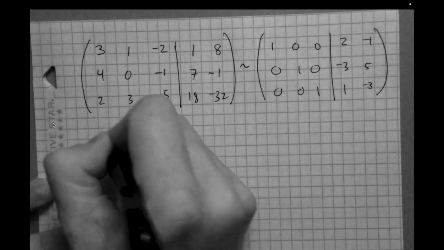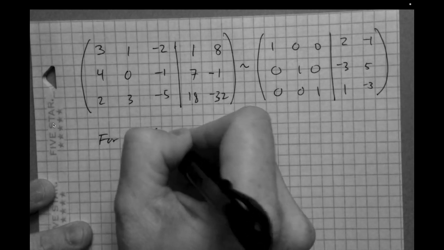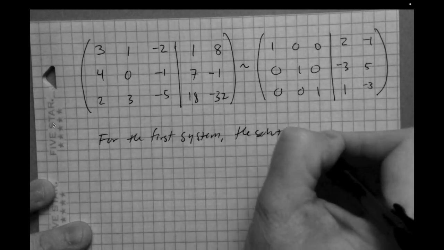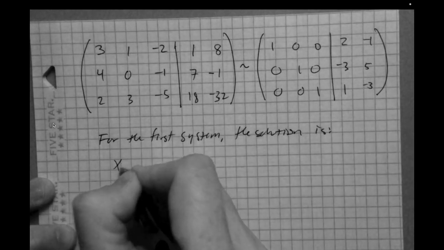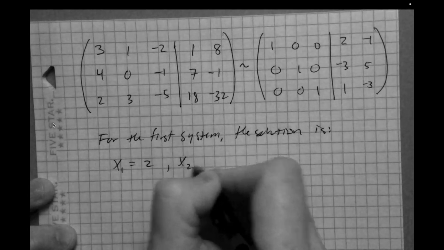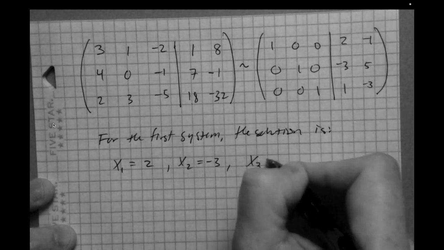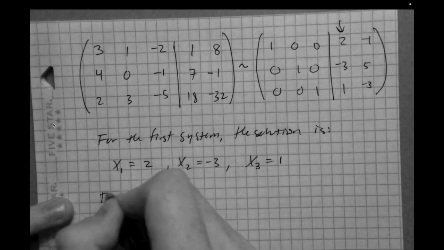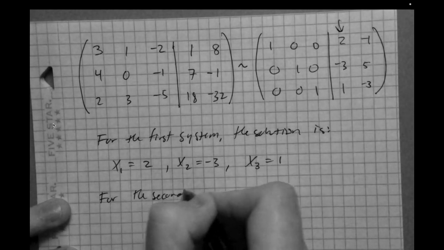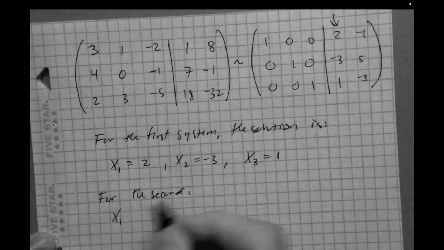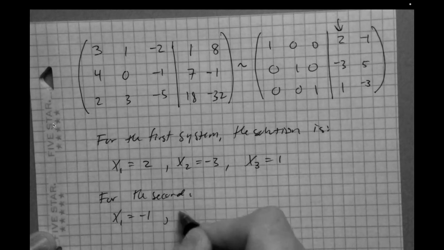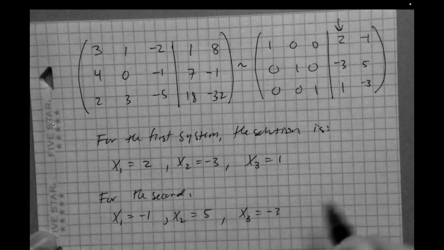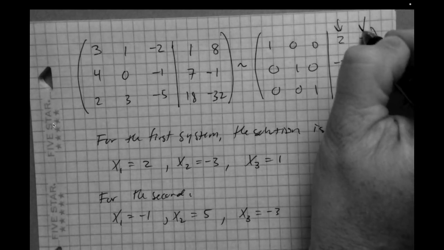So for the first system, the solution is x1 equals 2, x2 equals negative 3, x3 equals 1, just reading it off of this column. For the second, it's the next column. x1 is equal to negative 1, x2 is equal to 5, and x3 is equal to negative 3. Again, just reading it off of the column.